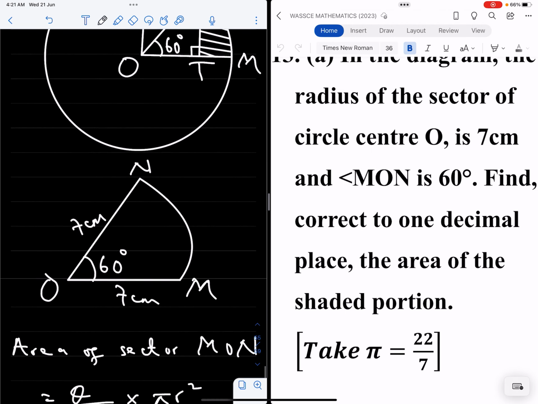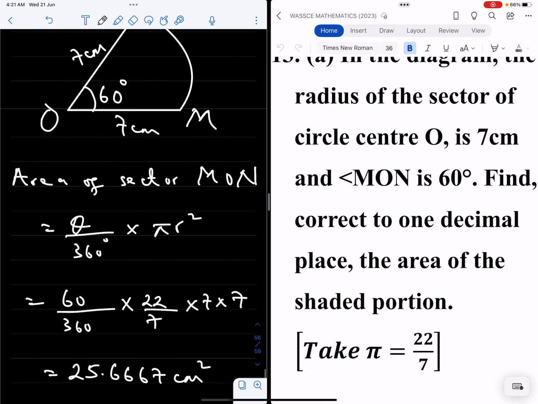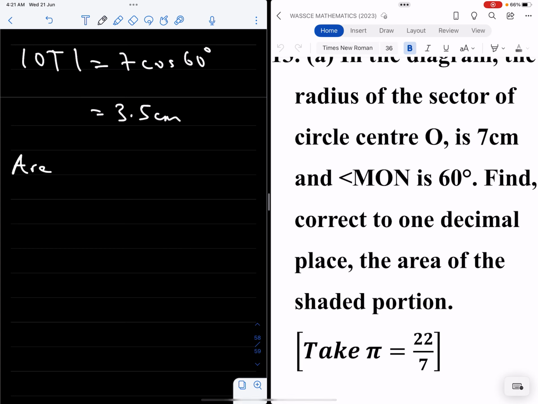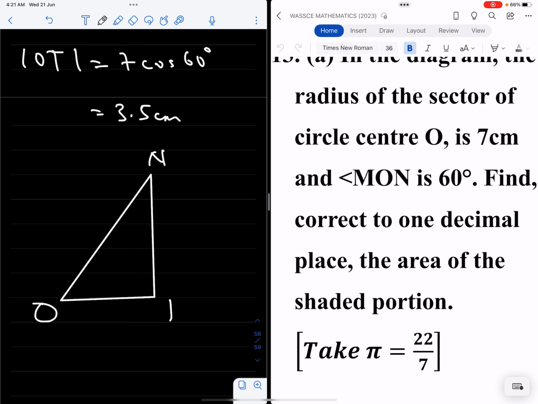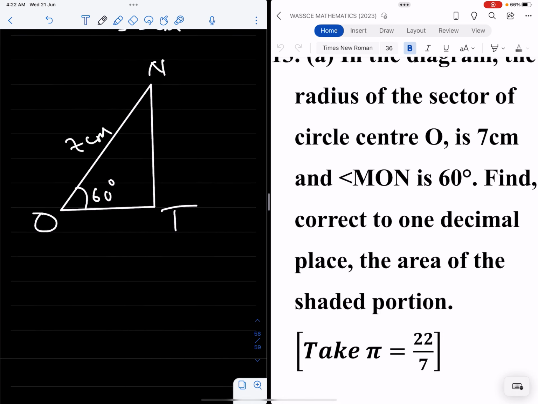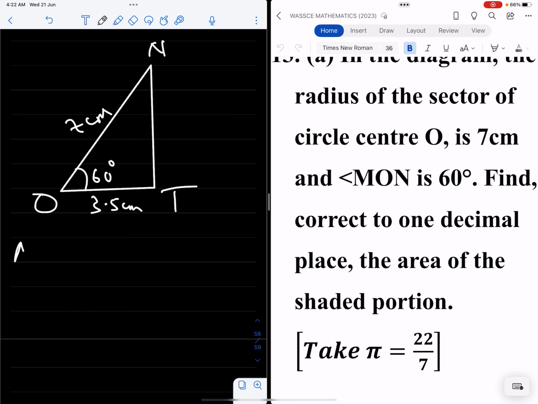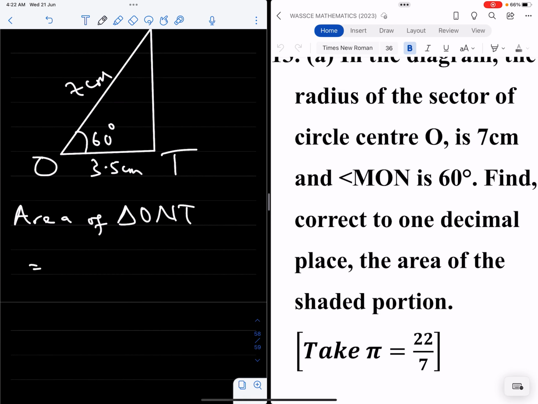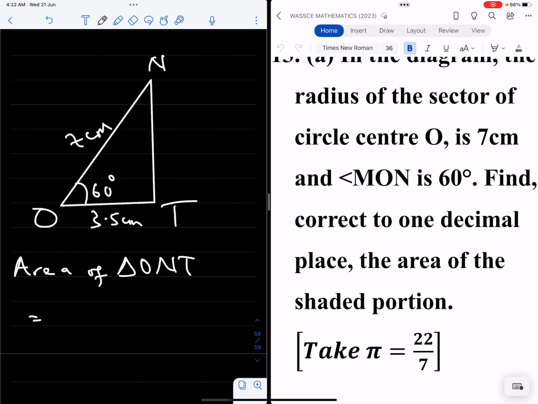Now that I know the length OT, I can find the area of triangle ONT. This is the right angle triangle ONT. This is 60 degrees, this is 7 centimeters and this is 3.5 centimeters. Area of triangle ONT is equal to half ab sine theta. When two sides of a triangle and the angle contained by those two sides are given, you can use the formula half ab sine theta to find the area of the triangle.